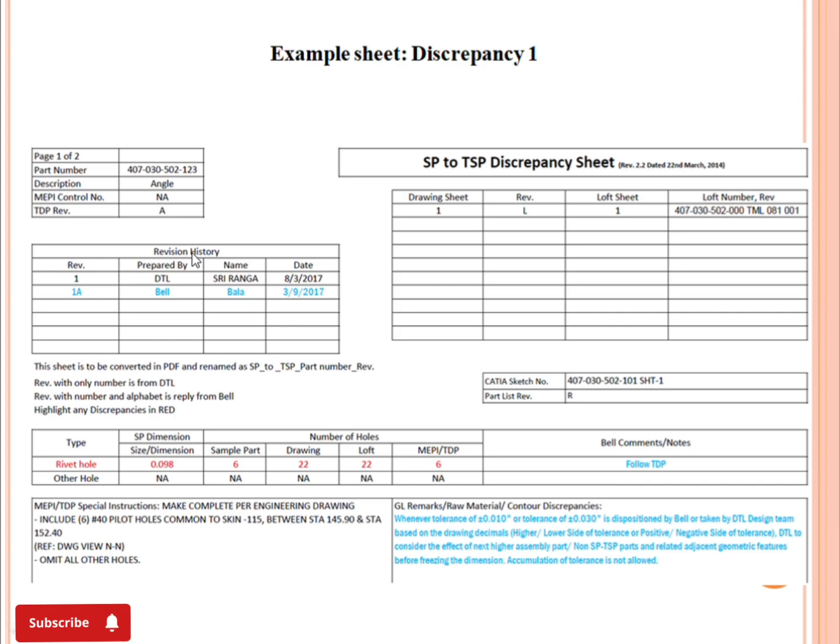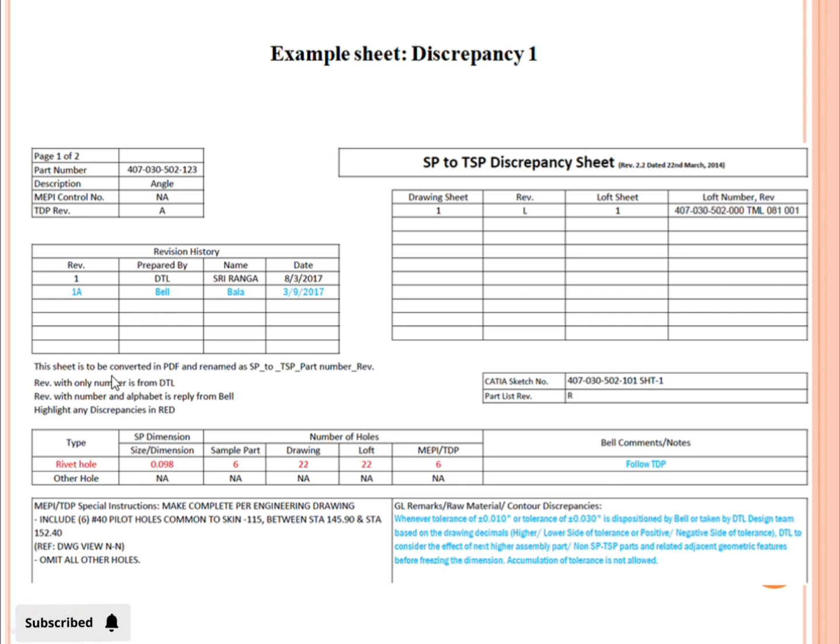Regarding revision history, the first revision was done by DTL, that is Dynamic Technologies Limited. A person named Sriranga revised the history on 8/3/2017, and it was sent to the customer. But Bell, which is a Textron company, is the customer. They found some errors in the route sheet and revised it again after a few months, on 3/9/2017, by a person named Bala. When the manufacturer does a revision, it should be named with only a number, revision number 1. But when the customer directly revises the history or amendment history, they should give a letter followed by a number, as shown here.